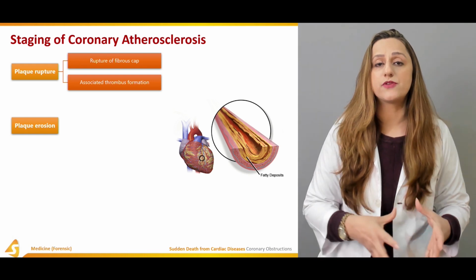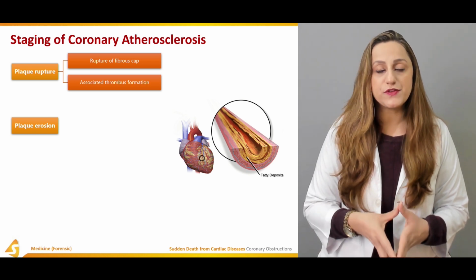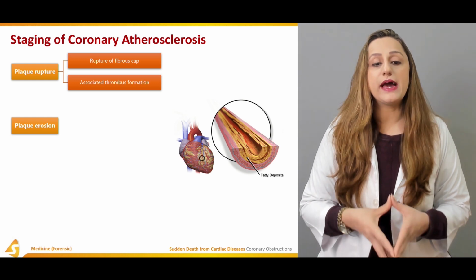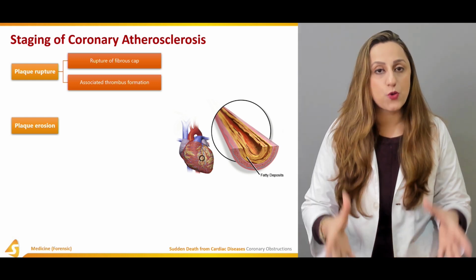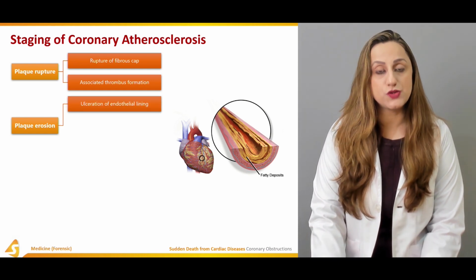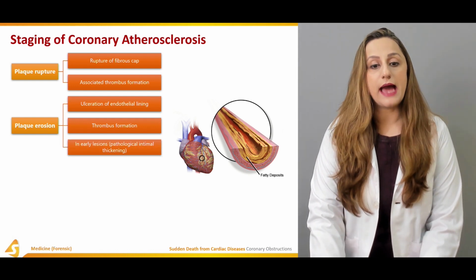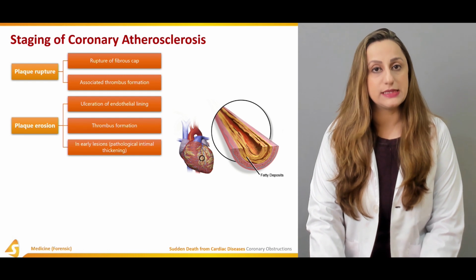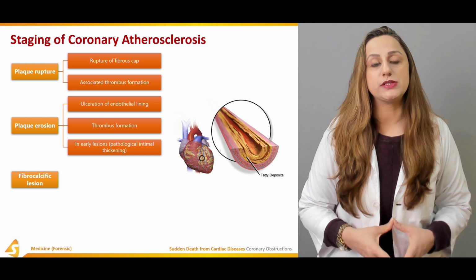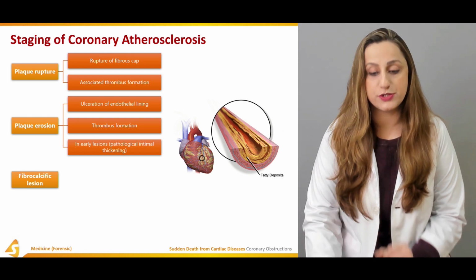So if there is a plaque rupture, either of these two conditions can occur: rupture of the fibrous cap, or the associated thrombus formation. If we have a plaque erosion, where the plaque is eroded on its external surface, then ulceration of the endothelial lining takes place. There can be a thrombus formation, and in early lesions, pathological intimal thickening occurs. Then we can have a fibrocalcific lesion if it is a long-term plaque or a thrombus that has been present for a very long period of time.